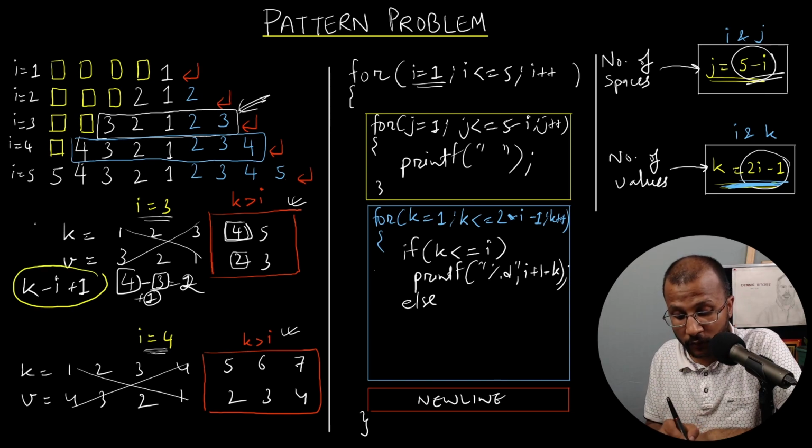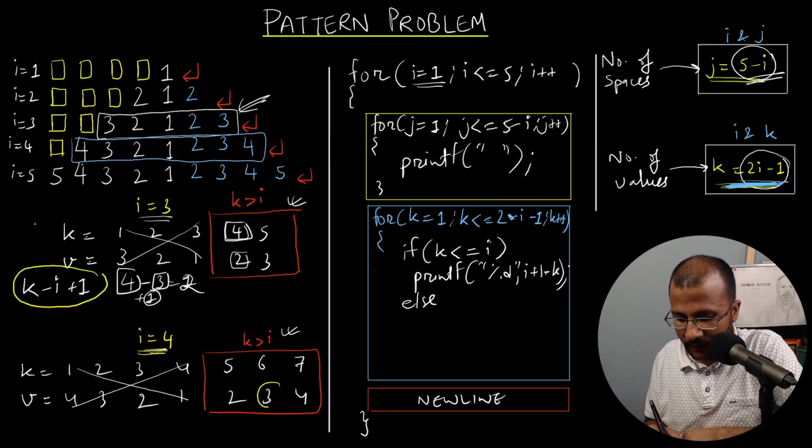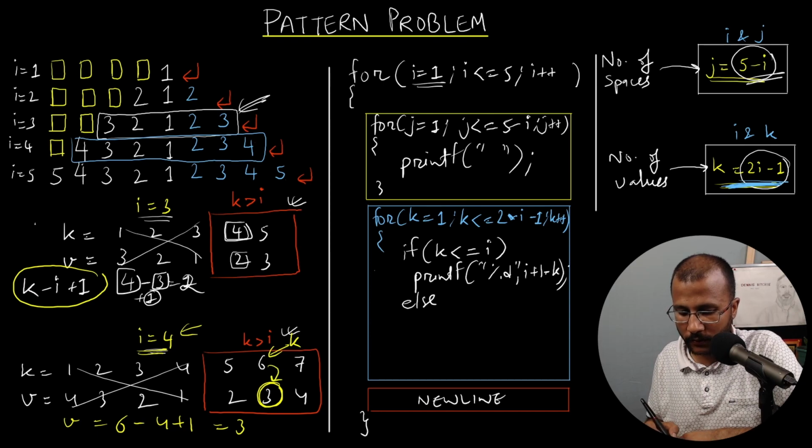Just verify this with I equals 4. So let's try to derive this number 3. In this case, k is how much? In this case, k is 6, and I is 4. So what is the value that I need to print? k minus I plus 1. k is 6, 6 minus I, which is 4, plus 1. 6 minus 4 is 2, 2 plus 1 is 3, and this is the output 3. So the pattern is very simple. k minus I plus 1 would give me the number.